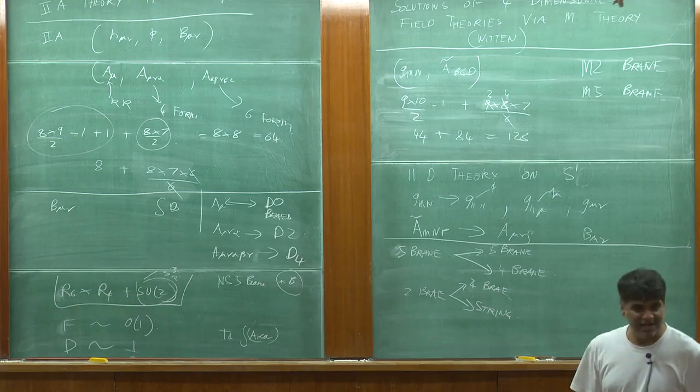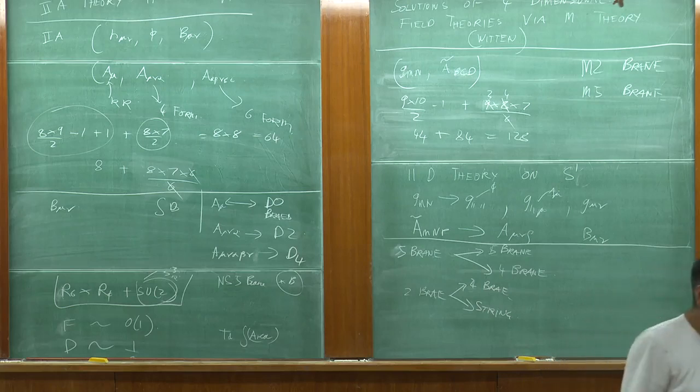Now, you see, remember what D0 is charged under? D0 is charged under the gauge field A mu. A mu is the Kaluza-Klein gauge field. From 11 dimensions, we got it as the Kaluza-Klein gauge field. What is the charge under a Kaluza-Klein gauge field? Momentum in the 11th direction. So D0 branes should be states with momentum in the 11th direction.